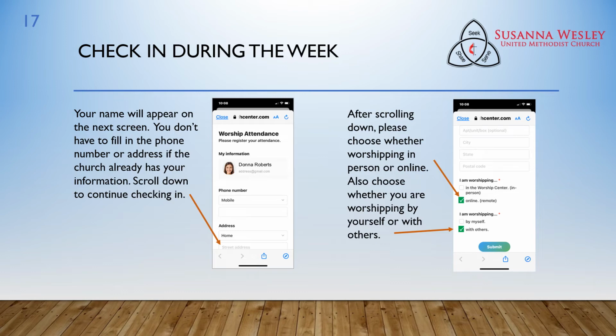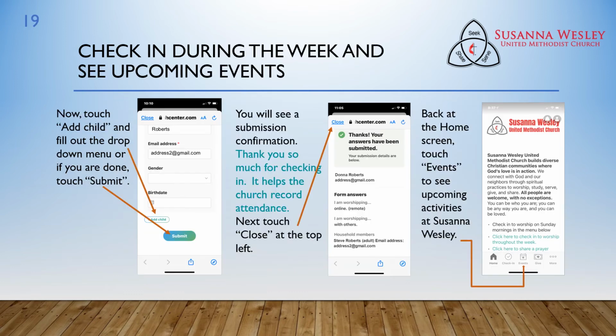If you chose with others, another menu will appear where you will choose Add Adult or Add Child. Next, another menu will appear. You only need to fill in those areas with a red asterisk. Then scroll down. Now touch Add Child and fill out the drop-down menu, or if you're done, touch Submit.